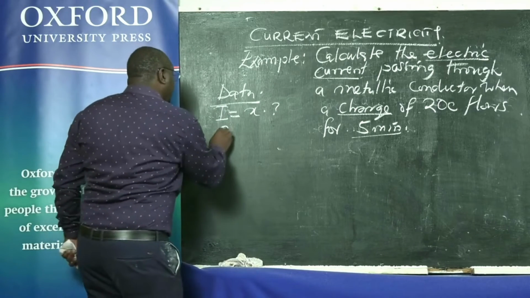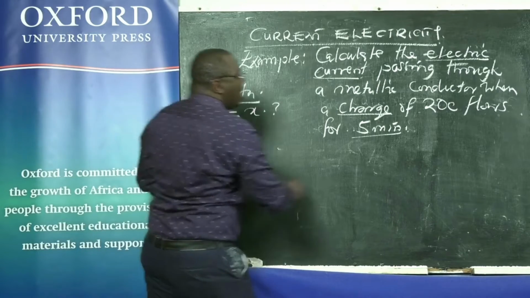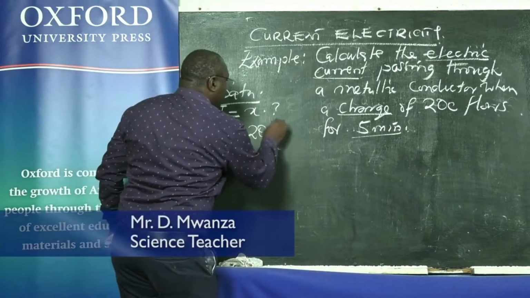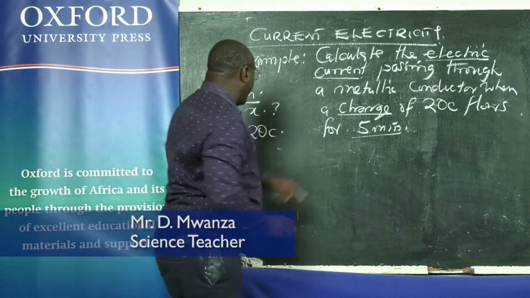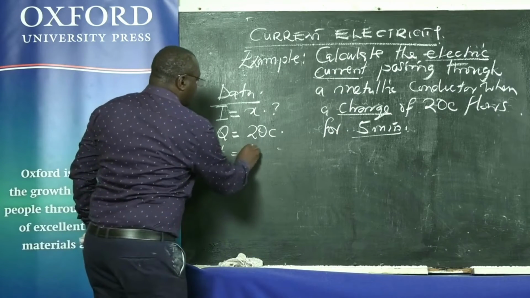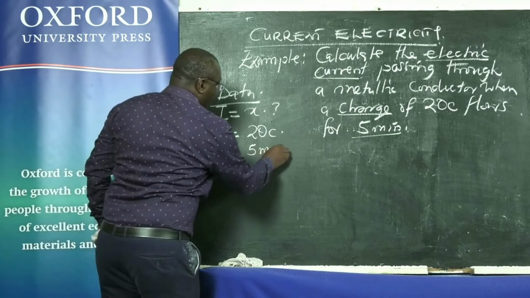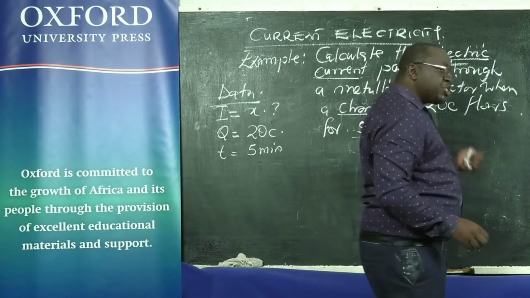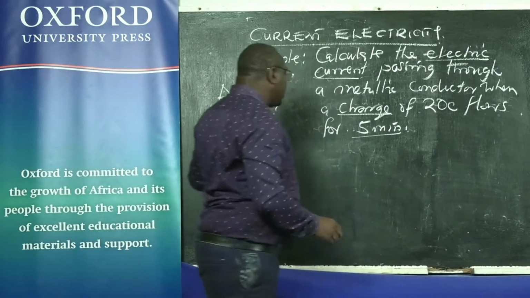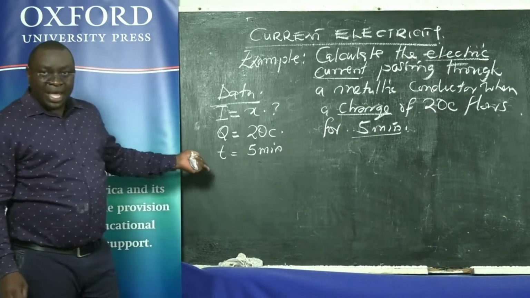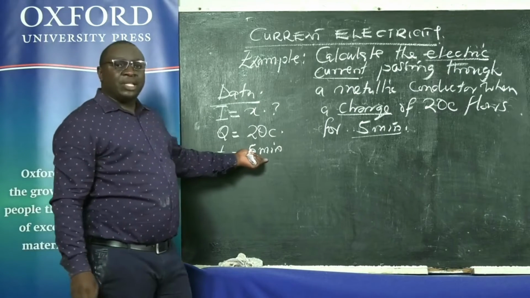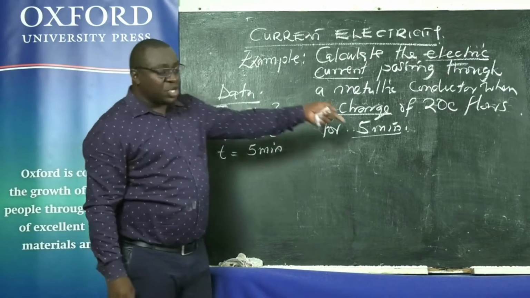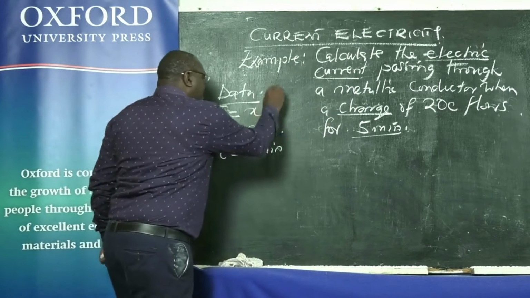Then we have Q, which is equal to 20 coulombs, as highlighted there. Then we have the time, T, being equal to 5 minutes. Now, one thing is for sure. When I was doing the definitions, I said the units for time were basically the seconds. In this case, we've been given minutes, so we need to convert these minutes into seconds. That's when we can get to our equation of calculating the electric current.